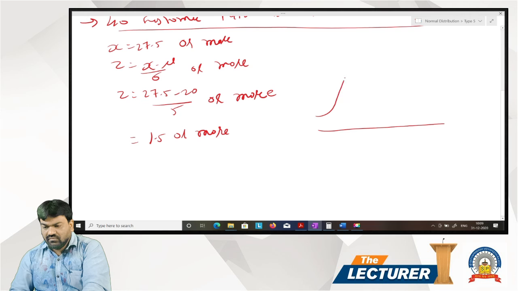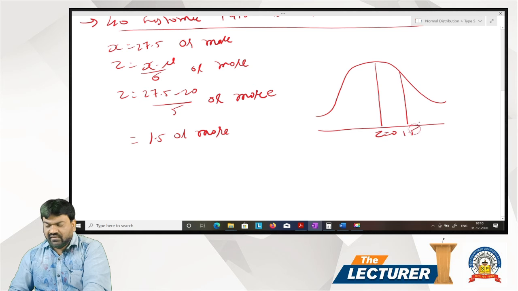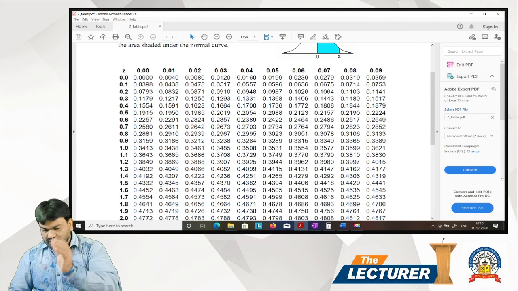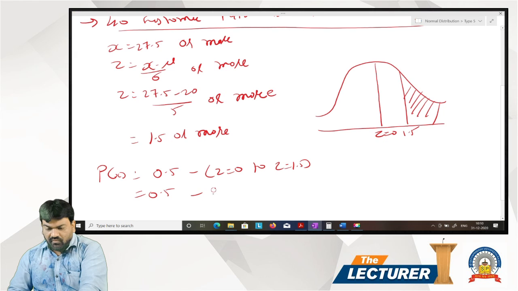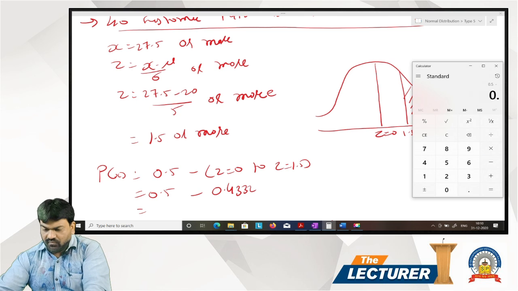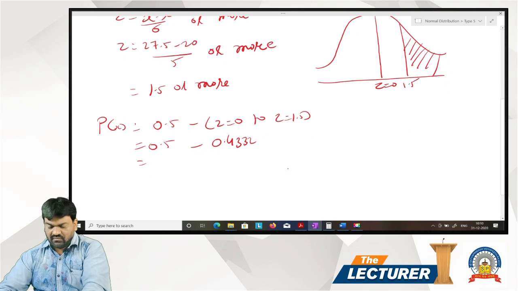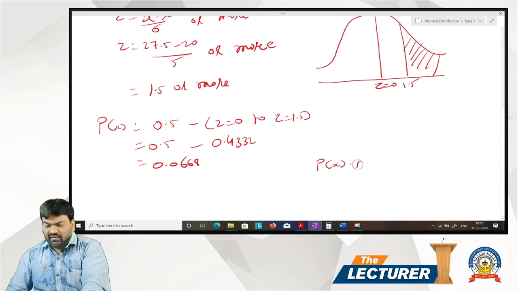Area under the normal curve: z is equal to 0. 1.5 is plus, so right hand side. More than that, so all the right hand side. The total probability of the right hand side is 0.5 minus the area from z equal to 0 to z equal to 1.5. For 1.5 the value is 0.4332. So 0.5 minus 0.4332 is 0.0668.